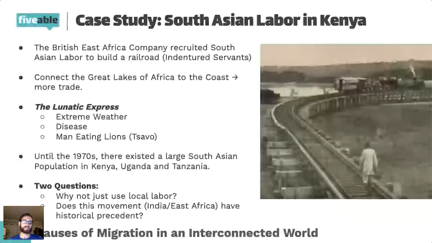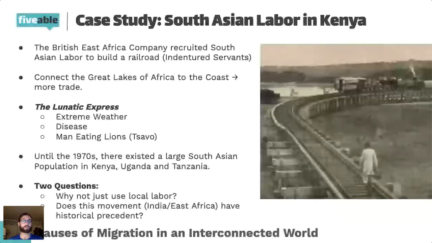And this railroad needed a lot of labor. And so what the British East Africa Company did was they went to what's now India, and they recruited lots of workers to come and help build this railroad. I think by some estimates, somewhere up to 20,000 workers came over from what's now India and Pakistan and Bangladesh to work on this railroad.